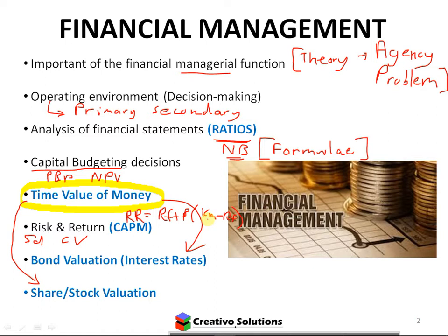Okay, so if you know your calculations well, you can actually almost pass the exam. Okay, because everything in blue is a calculation. Ratio is a calculation, time value of money is a calculation, bonds, CAPM, and share or stock valuation. Those are all sections where you need to know how to calculate something.